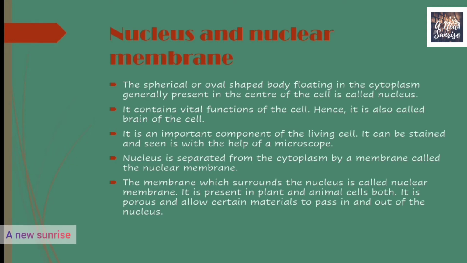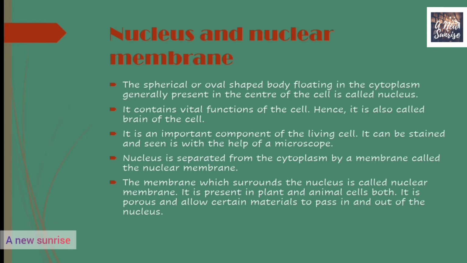Remember this, that nucleus is separated from the cytoplasm by a membrane called nuclear membrane, and nuclear membrane is also known as nuclear envelope. The membrane which surrounds the nucleus is called nuclear membrane. It is present in plant and animal cells both. It is porous and allows certain materials to pass in and out of the nucleus. So hereby guys, we have completed this topic also.